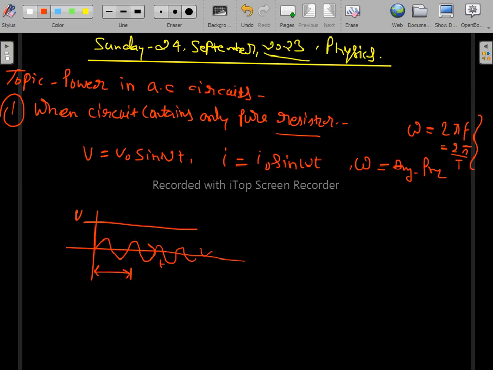So when we have to find out the power, there is the concept of the average power. Why average power? Because at some points voltage is increasing, at some points voltage is decreasing, and so on. This is why we will take the average power for one period.